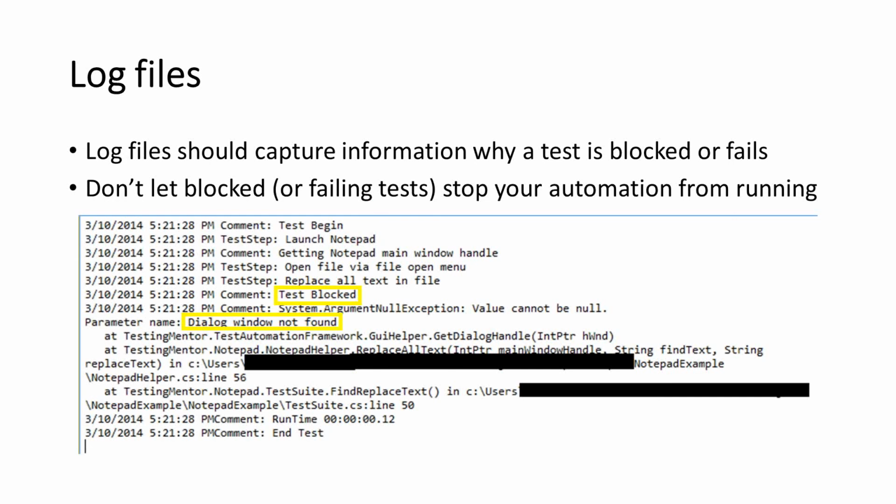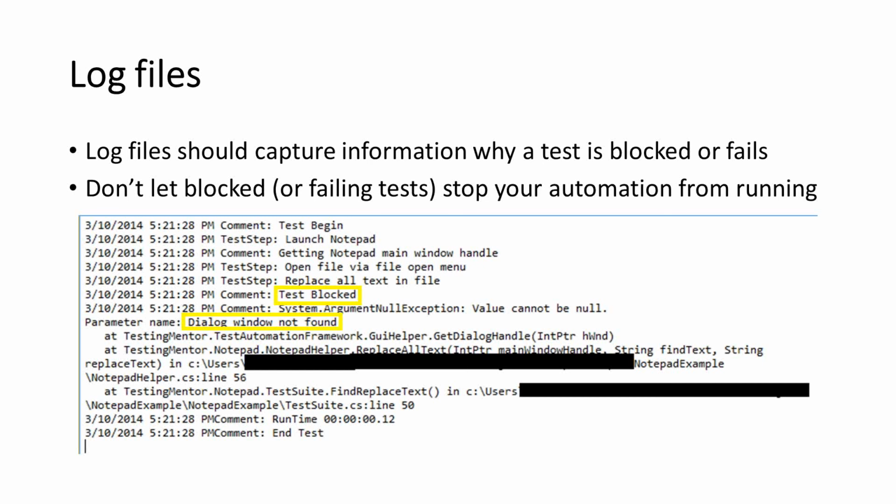So here I just wanted to throw in an example of the log file output, and I injected an error by not finding my dialog window. But again, we should be able to capture the information. I can see exactly in which step my test case execution failed. Not that the test failed. The test is actually blocked, but the execution of the test failed. And so what actually failed during the execution of the test that's causing my test to be blocked?